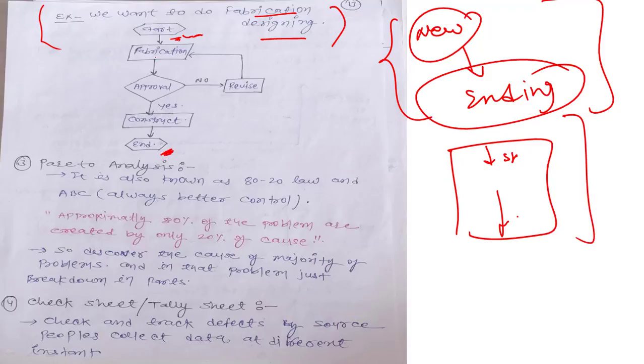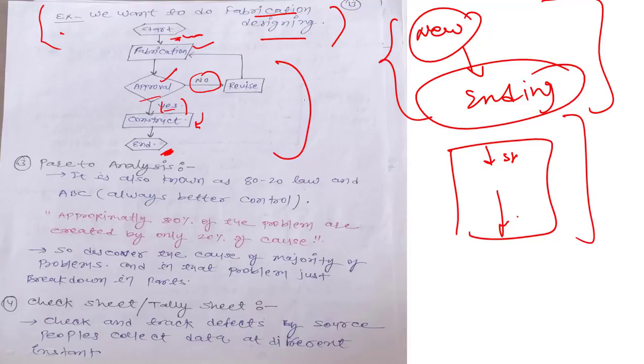Between them, for example, I want to fabricate some process or do some designing. So you will start your fabrication. If the fabrication approval is yes, then we will construct this product and our product is done. But for example, if the approval is no, our quality check is done and we are not able to get proper approval, then we will revise our plan, make our fabrication plan again, and then send it again for approval.